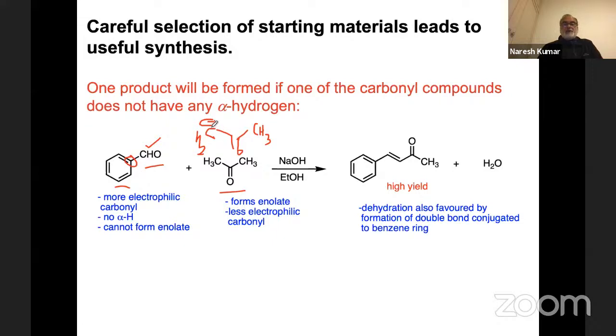So this forms the enolate quickly, can react with the aldehyde, dehydrate, and give us that conjugated product. And now the conjugation is present between the carbonyl double bond and the benzene ring. So there's a double, single, double, single, double, single, double, single, double, single. It's a fully conjugated system, and that is the driving force. That means you can react two different compounds in this reaction to give you a useful product. Otherwise, you get a big mixture.